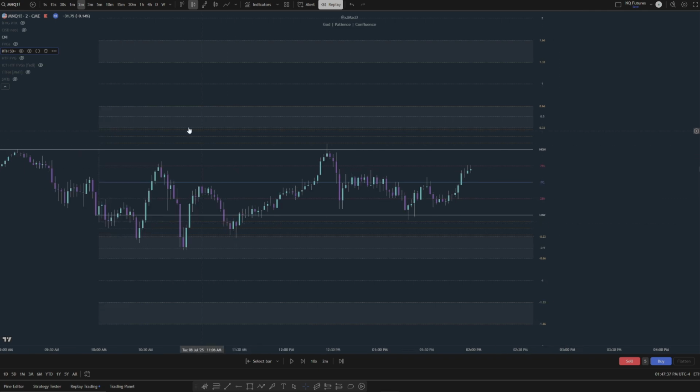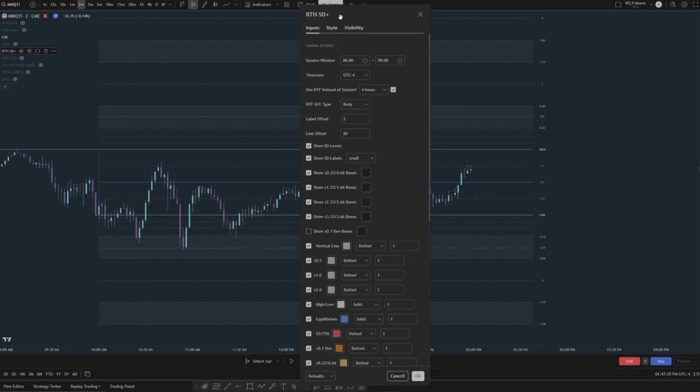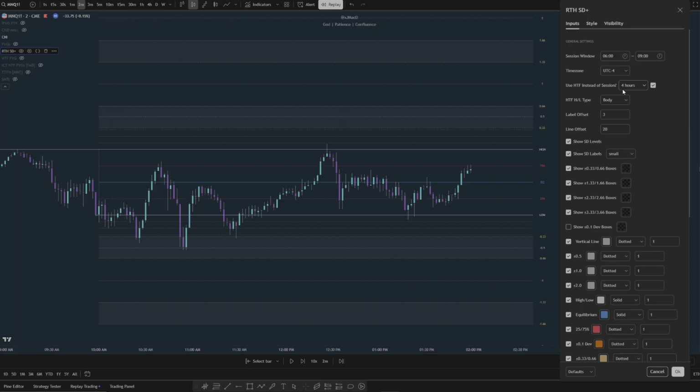But I ended up getting a little creative with it and added in other things. As you've probably seen if you're already using the indicator, one thing I added was the use higher time frame instead of session. Session could be used multiple ways. You can use it as a mean reversion, so 6 to 9 or whatever time period you want, or you can use it as an opening range breakout indicator. So if you do 9:30 to 9:45, you can do those settings.